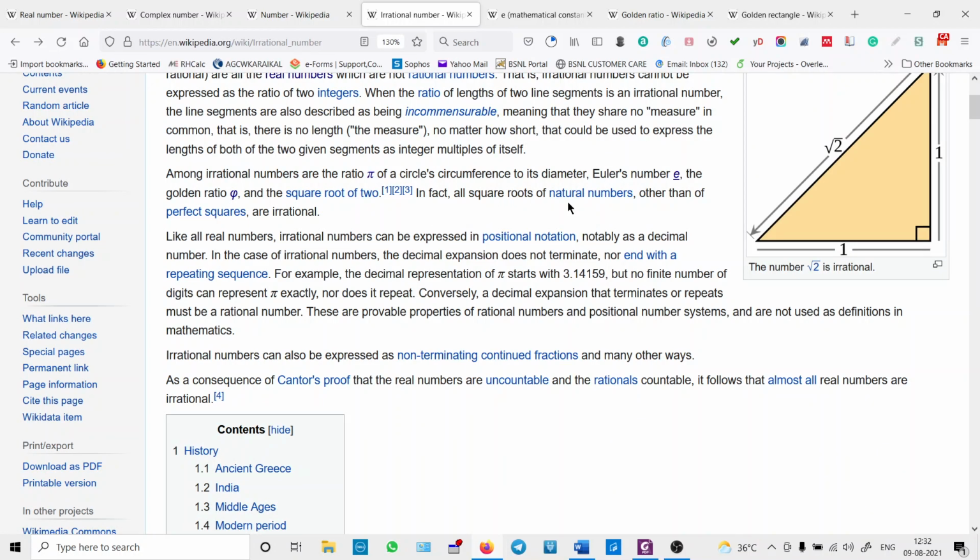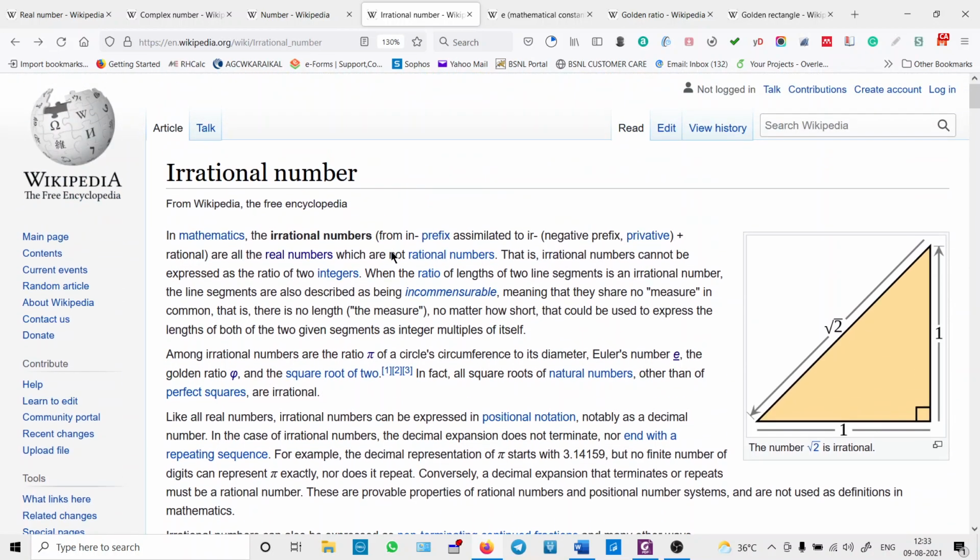In fact, all the square roots of natural numbers are irrational numbers except for perfect squares. All the square roots of real numbers which are not perfect squares are irrational numbers. Not only root 2, root 3, root 5, but root 9 we cannot call an irrational number because it is a perfect square. Root 9 we will get 3. So these are a very few famous irrational numbers.